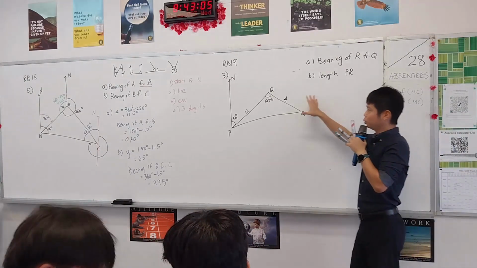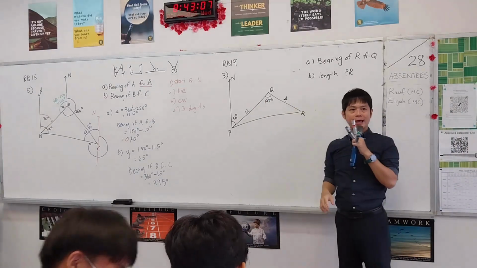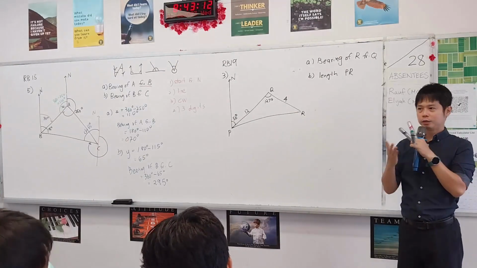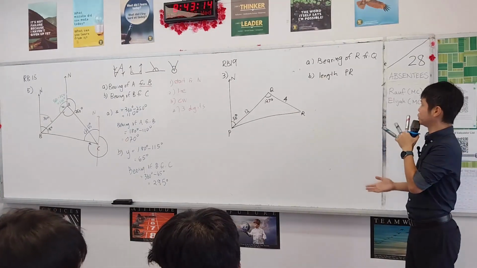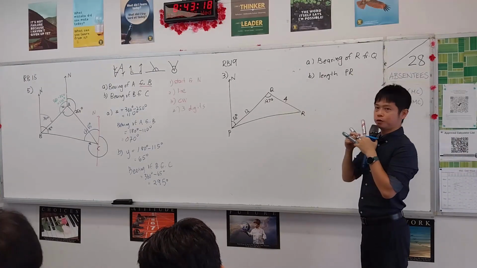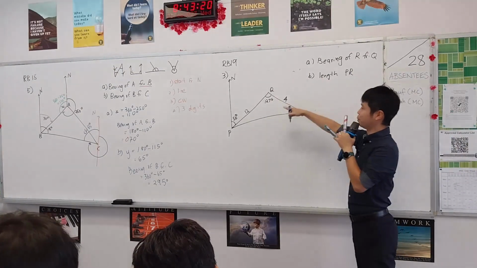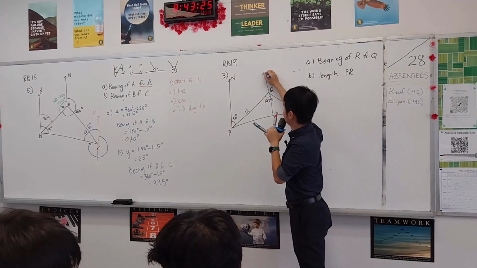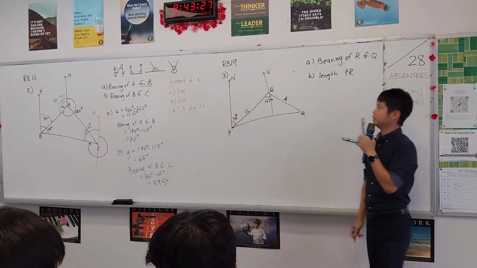We have included some lengths so that we can use sine rule, cosine rule. We can combine last year's work and this year's work together. So firstly, bearings of R from Q. Now from Q, I need to draw a north line. Okay, not very straight, but this is a north line.